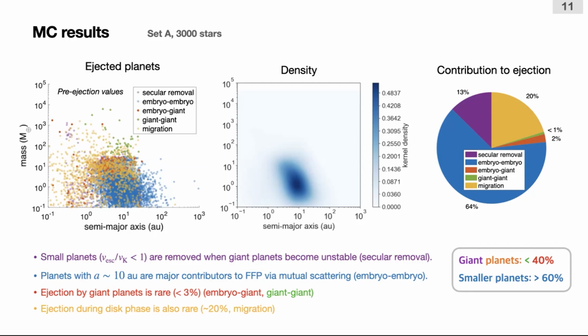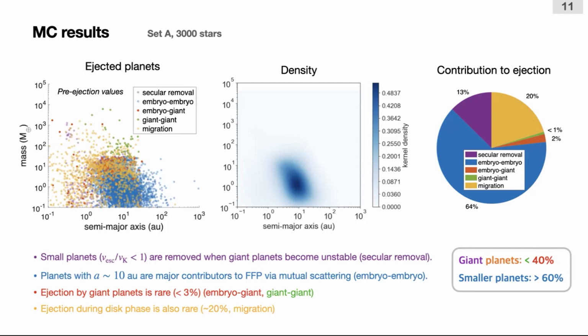So we have secular removal, which means that the small planets are considered removed when multiple giant planets become unstable. By small planets, I mean that the ratio of their escape velocity over the Keplerian velocity is smaller than 1. So basically, they don't have the ability to eject planets out of the system. And also, we have embryo scatter ejection. Embryo means planets that are smaller than 30 Earth masses, so basically non-giant planets. They scatter each other and eject another embryo.